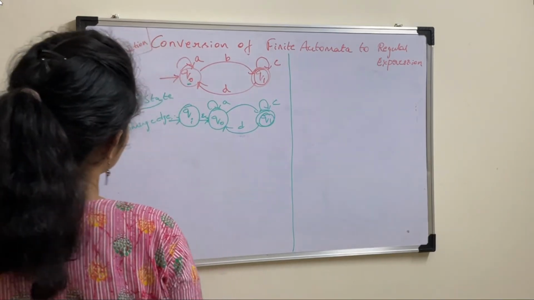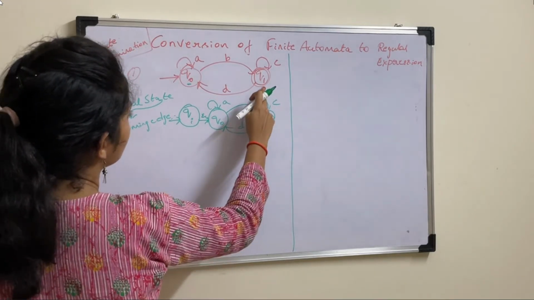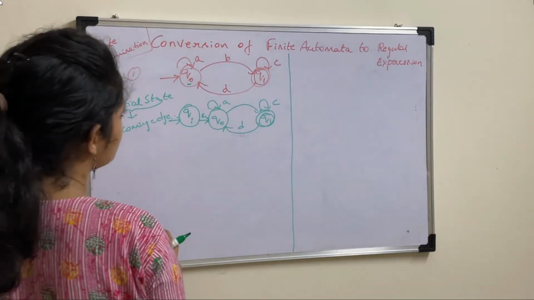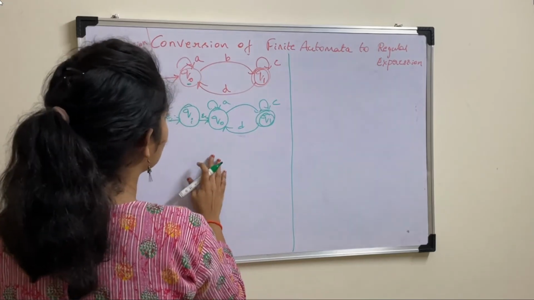And after this, step 2 is to check whether your automata contains more than one final state. So here you have only a single final state, so no need to apply rule 2.